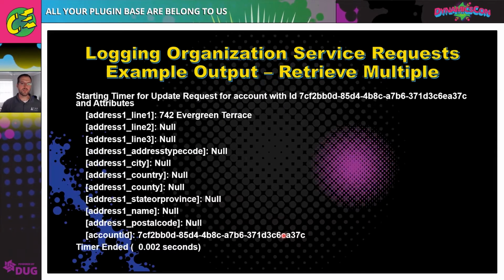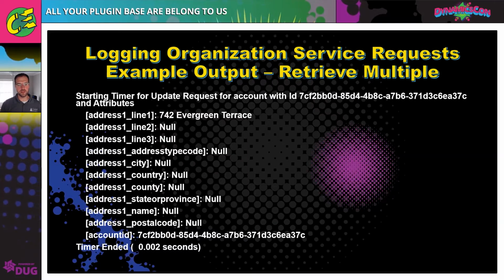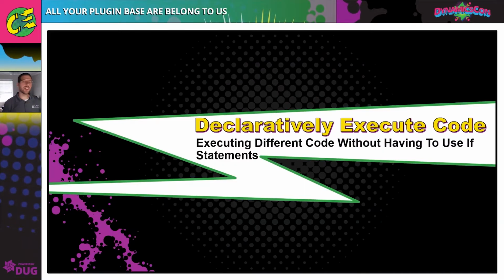Logging organization service requests for the retrieve multiple. So here's an example of, actually this is an update request, where, hey, here are the values that we're actually setting. We're setting this value, we're nulling out these values, and we're setting that value. Boom, here's my entity.